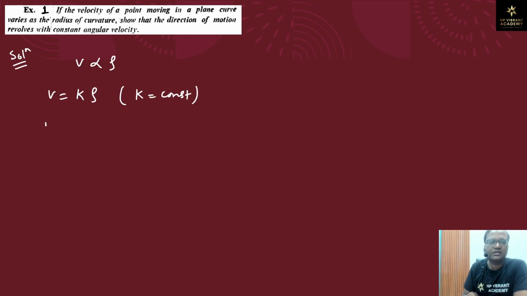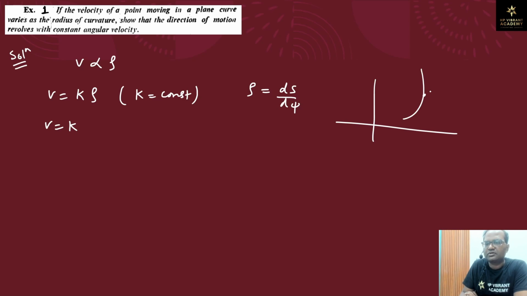Okay, so we can write rho, as we are having the radius of curvature, as ds upon d psi. Suppose there is a point P on the curve and the tangent at that point makes an angle of psi, and the path traversed by this point is s. So we have the radius of curvature rho is equal to ds upon d psi. And this is our radius of curvature rho. Okay, so we have k into rho, and rho is ds upon d psi.